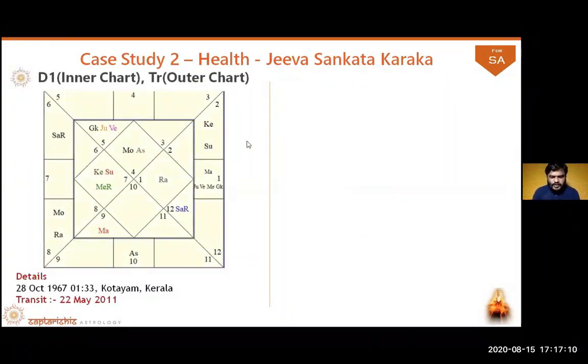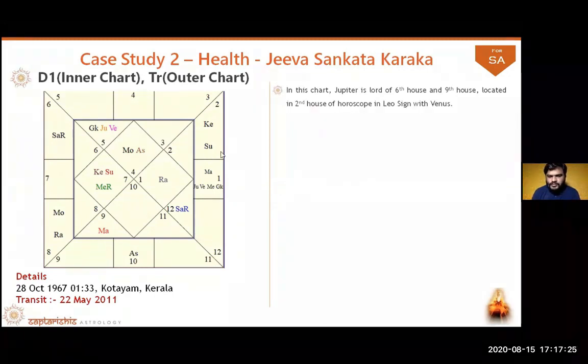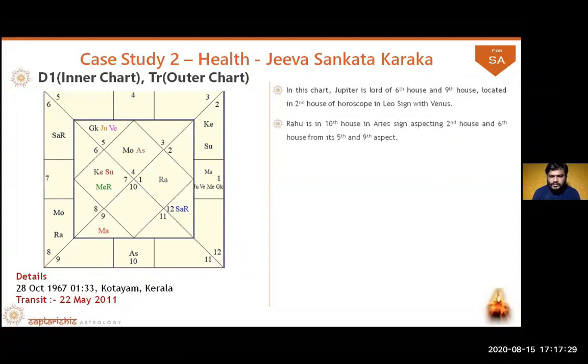Again, it's the same chart. But as we are studying the transit, I'm using the same chart. This is my client's horoscope. It's a live chart. So in this chart, again, Jupiter is sixth lord and ninth house lord, located in the second house with Venus, as we know. But the thing is, the transit of Jupiter in 2011 was on the 10th house.